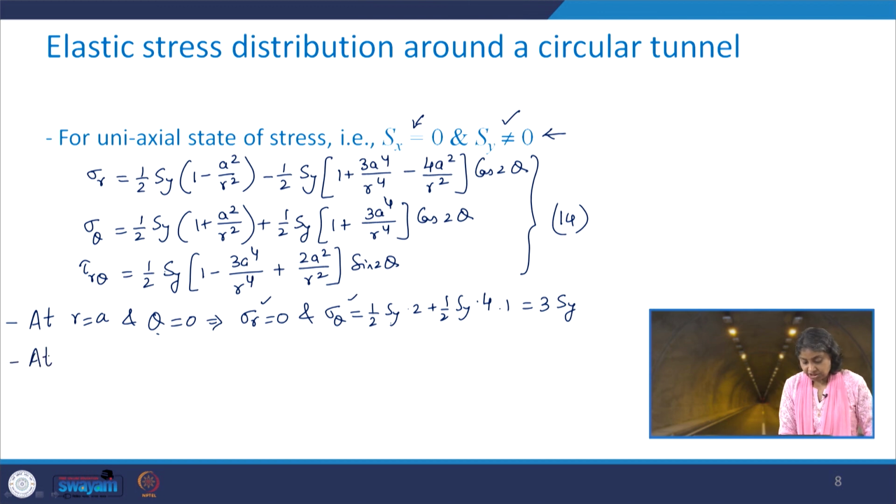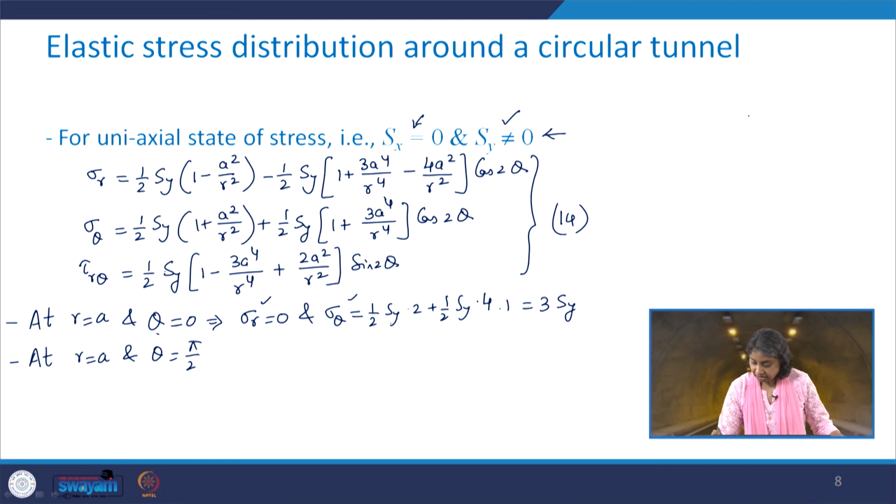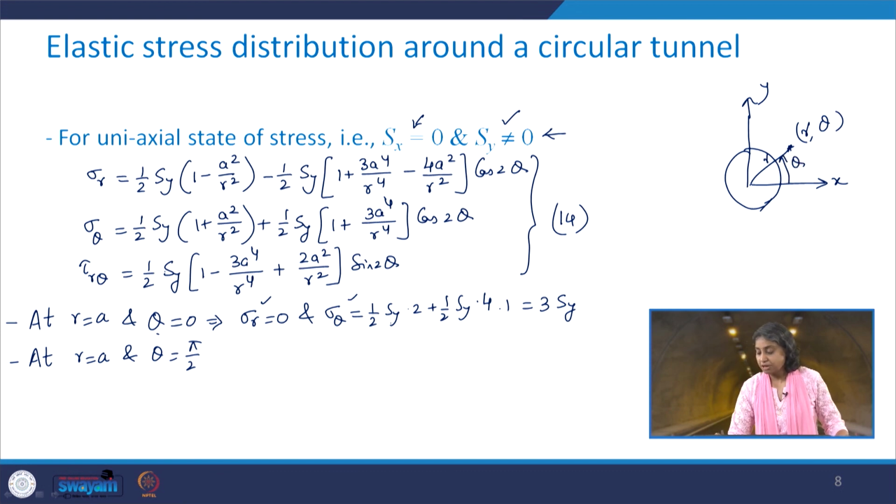Then the second location is at r equal to a and theta equal to pi by 2. So, remember these were the x and y axes, and we had the circular tunnel. So, this was any point here and this was represented by r comma theta. R was this distance and theta was this angle. So, when I say theta equal to 0, this means it is this location, and for theta equal to 90 degree, it is this location. So, this is typically the crown of the tunnel.